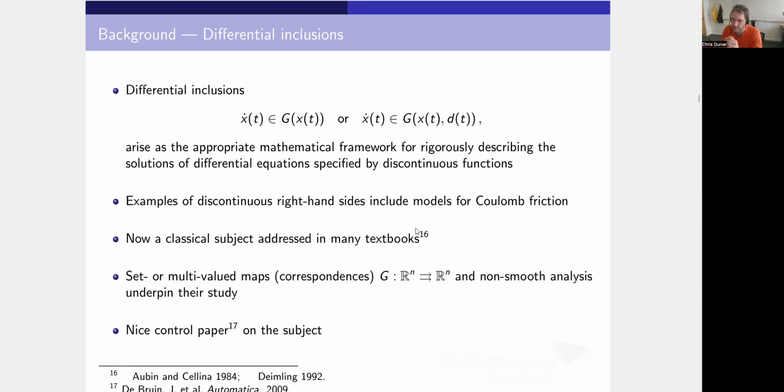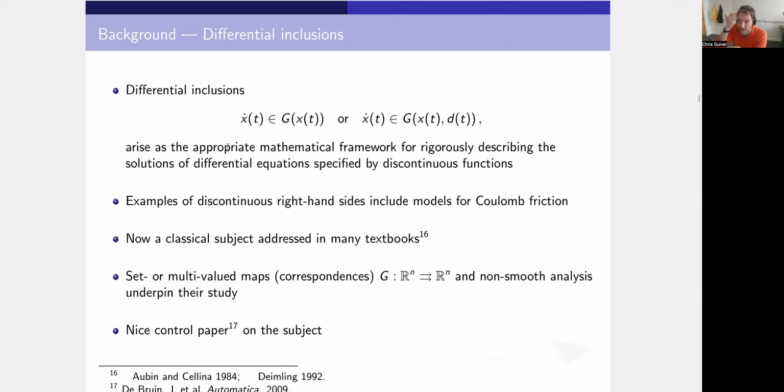So a little bit of background on differential inclusions. Here I have x dot of t belonging to, in the set sense, G of x of t, or a forced version, G of x of t and d of t. These arise as the appropriate mathematical framework for rigorously describing solutions of differential equations where you have discontinuous right-hand sides or discontinuous functions.